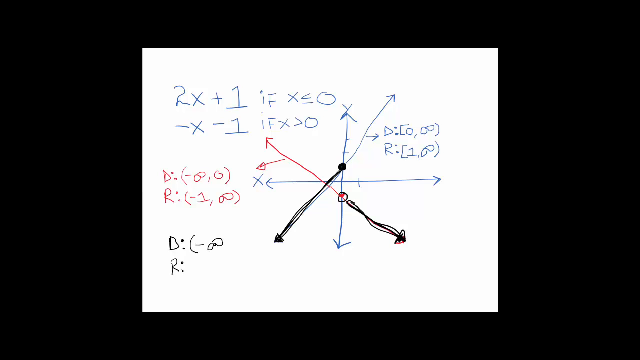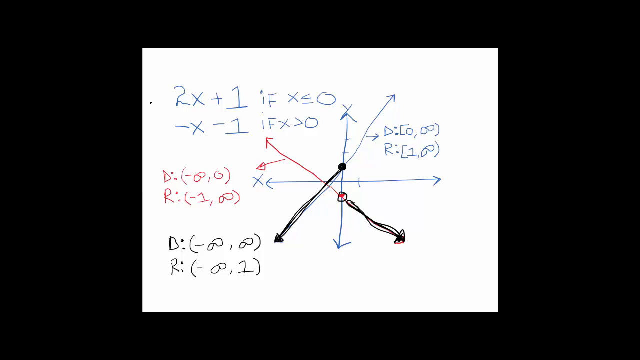So negative infinity to infinity. The range is any value down here, so negative infinity, and I can come up to +1. If you look at our black graph, there are no points in the y-axis above 1. So that's our domain and range for the entire function.